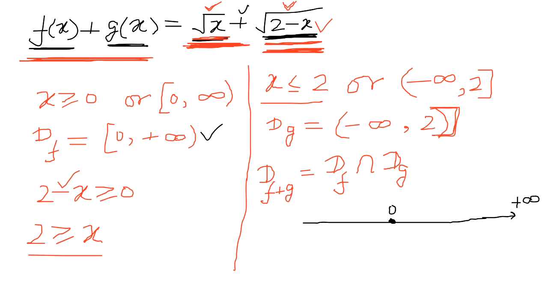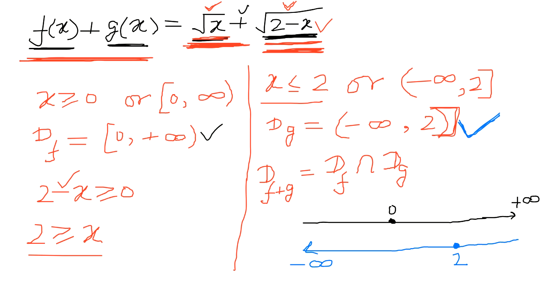Now see the domain of G. Where to where is the domain of G? The domain of G goes from negative infinity up to here. From here to here, negative infinity to this point. This is the domain of G.